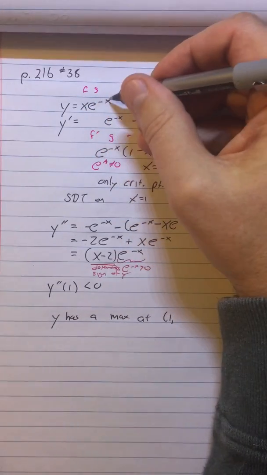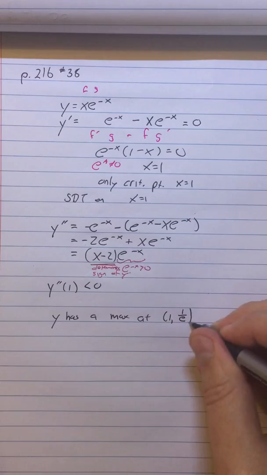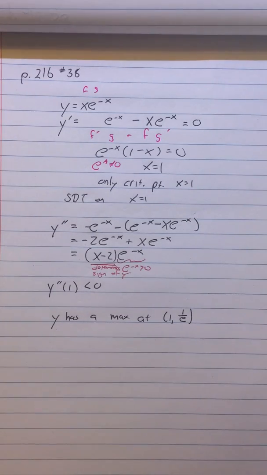Put 1 in here. I have 1 times e to the negative 1. So we could call that 1 over e, right? That's what e to the negative 1 is. That's the max.